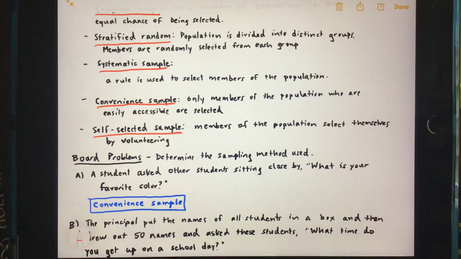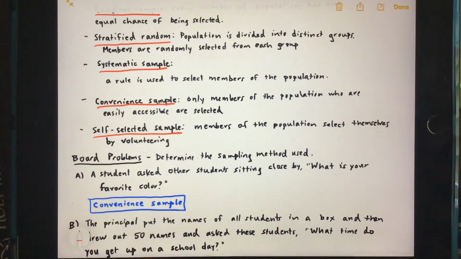Only members of the population select themselves by volunteering. So now, for example, if you went to a movie theater and at the end of the movie you were told, if you want, you can fill out an evaluation of the movie. You don't have to. Well, you might not necessarily get a representative view of what people really thought about that movie, because in that case, only people who feel very strongly one way or the other about the movie would be likely to select themselves and actually fill out the questionnaire.